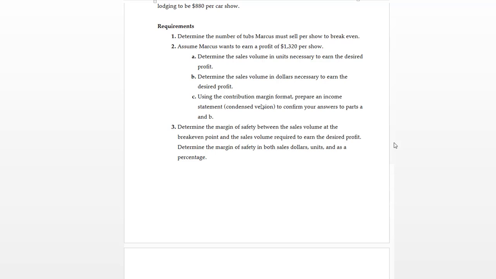Okay, now requirement number two. Assume Marcus wants to earn a profit of $1,320 per show. Determine the sales volume in units necessary to earn the desired profit. And then B is determine the sales volume in dollars. And then C is, using the contribution margin format, prepare an income statement to confirm your answers to parts A and B. Okay, so first, determine the sales volume in units.